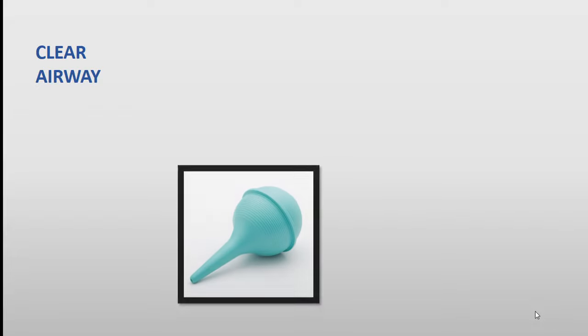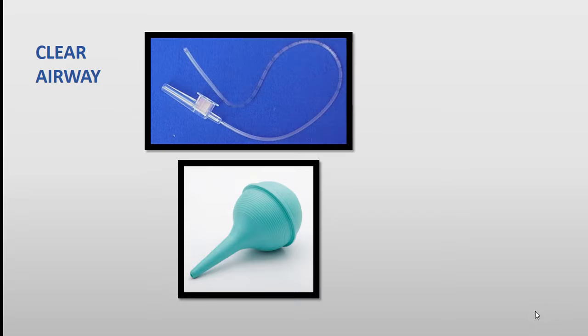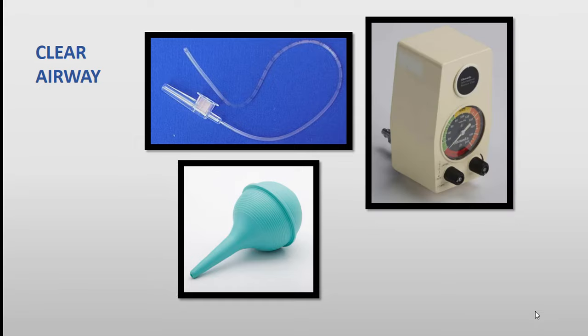We need to clear the airway. We will be using a bulb syringe to clear the airway. With the bulb syringe, we will suction the mouth first and then the nose. We will need a suction catheter available. We will need suction setup.